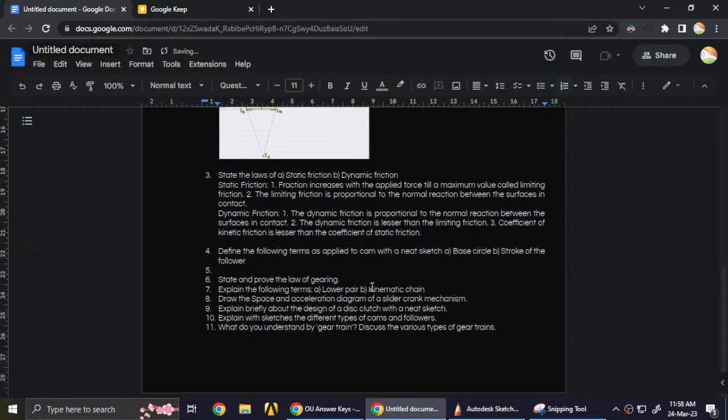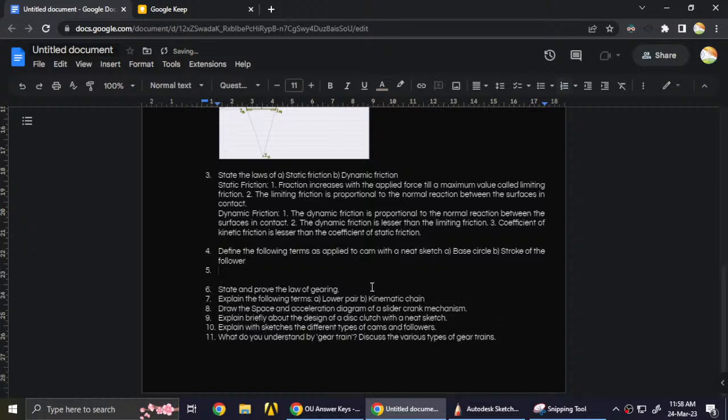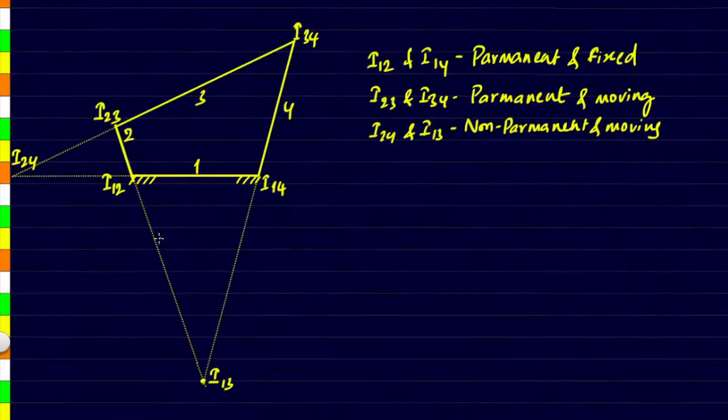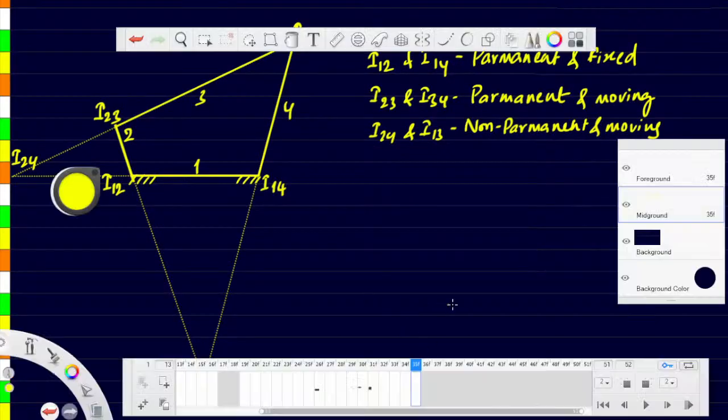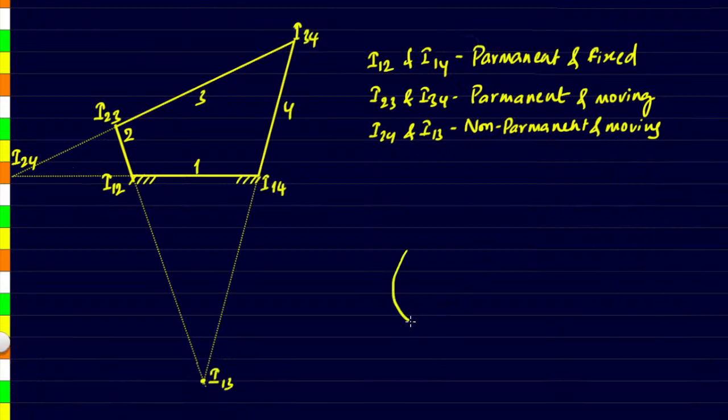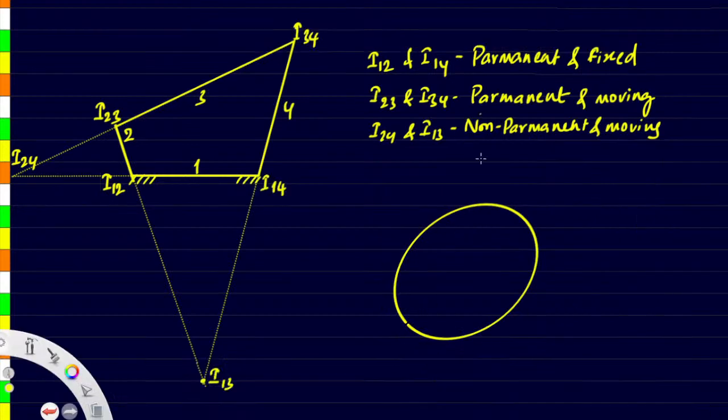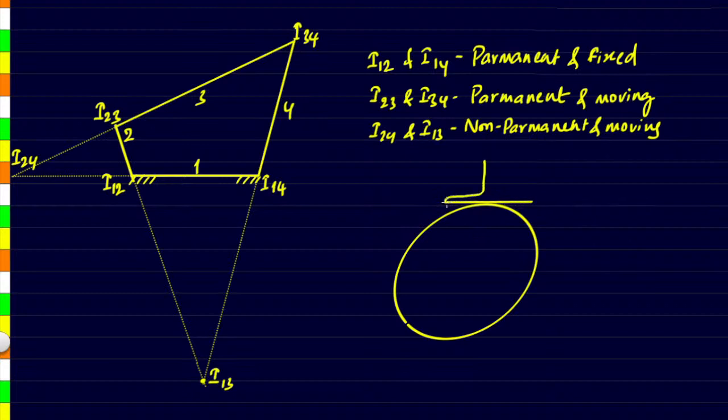Define the following terms as applied to cam with a sketch: the base circle and stroke of the follower. Okay, so let's go back here. Let us say this is our cam. Then let us say this is our follower, a straight line follower. Just say this is the point about which it is turning.